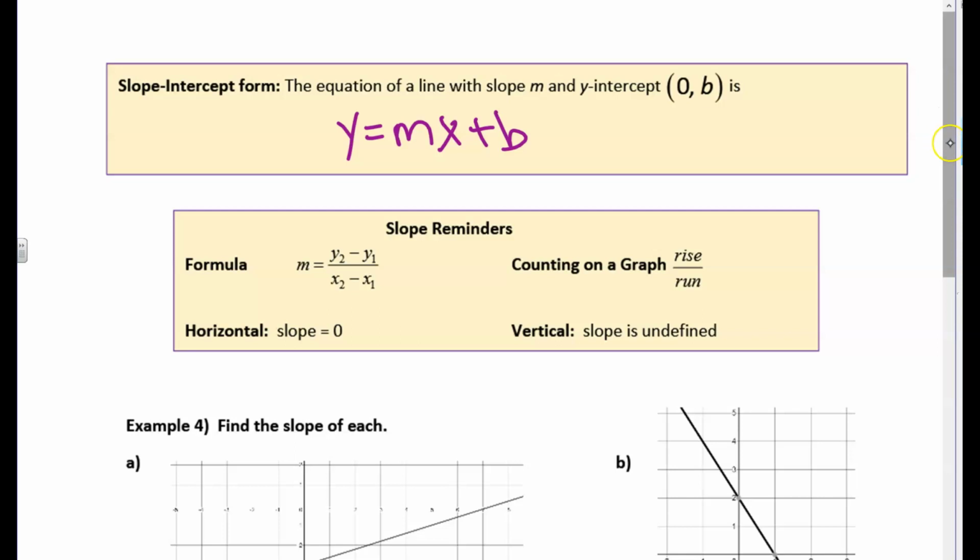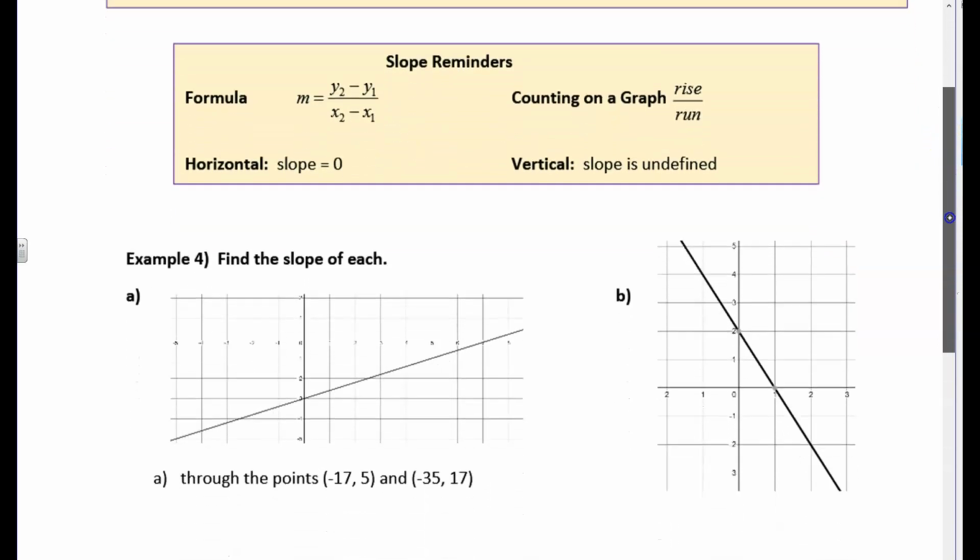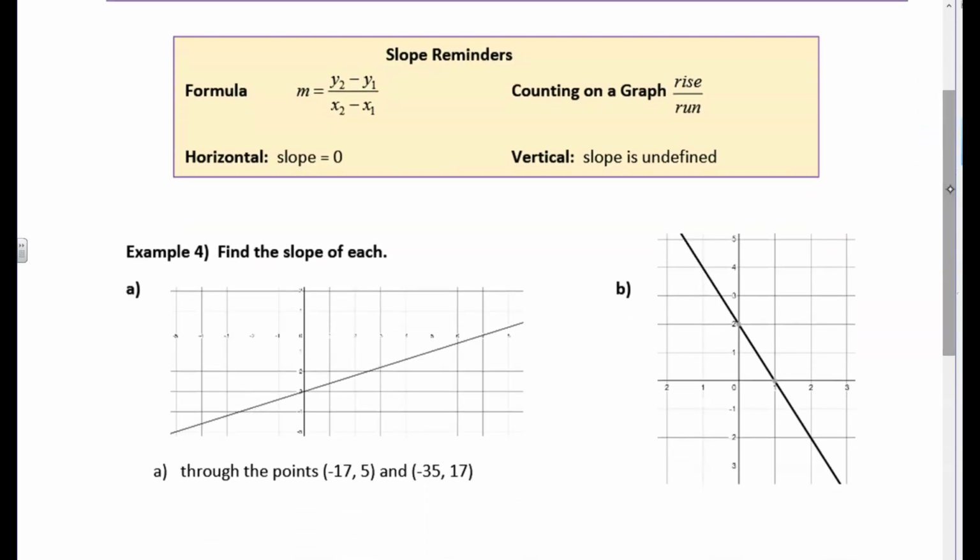So slope reminders. There are several ways to find slope. The first is through the slope formula, y2 minus y1 over x2 minus x1. Remember, guys, the difference of your y's is on top. We can also write that as the difference of y over the difference of x. We can also count it on a graph using rise over run, which is probably my favorite method if we have a graph. And then remember that if we have a completely horizontal line, my slope is 0, and a completely vertical line has an undefined slope.